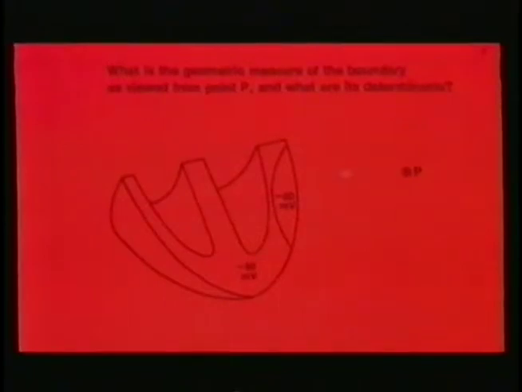In this stylized view of the ventricles, one area is depolarized due to injury. This creates a stationary boundary. What is the geometric measure of the boundary, viewed from point P, called? And what are its determinants?